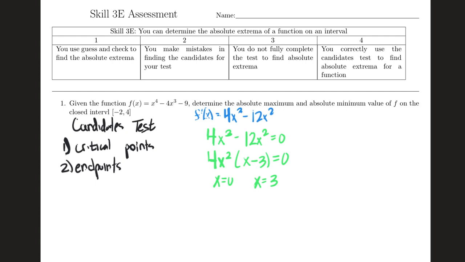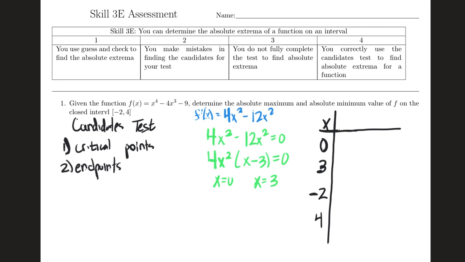All right, also critical points when your function's undefined or your derivative is undefined, but that's not going to happen because we have a polynomial. And then the next thing I do is, now that I have my critical points, I'm going to try my different candidates. So I have 4 candidates. I have my 2 critical points, 0 and 3. And then I also have to do the endpoints. So the endpoints I was told, that's -2 and 4.